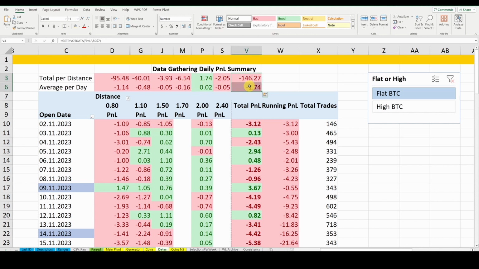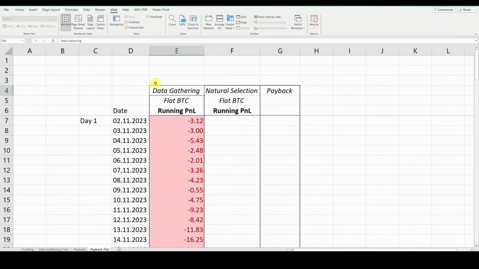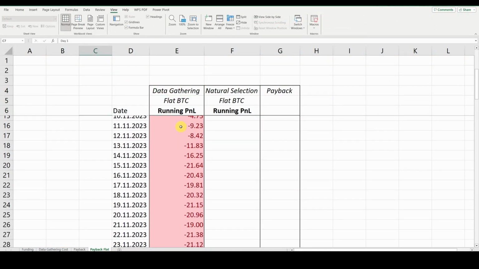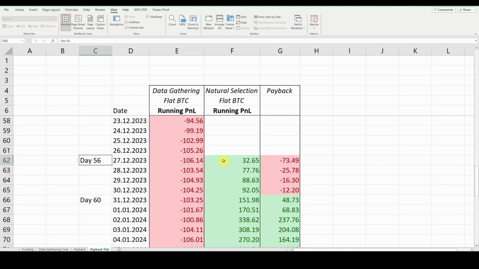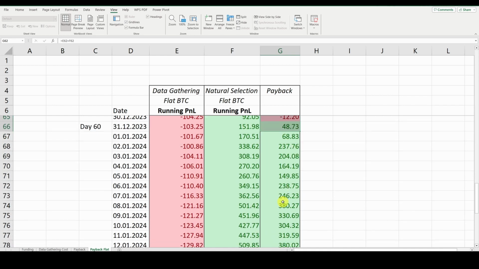Let's check the payback time under this worst case scenario. Okay, now data gathering is losing money from day 1. Same as before, natural selection is launched on day 56, and by day 60 it is again in the green. So in the worst case, the payback was 5 days. I'd say it was worth it. It was worth it many times over.